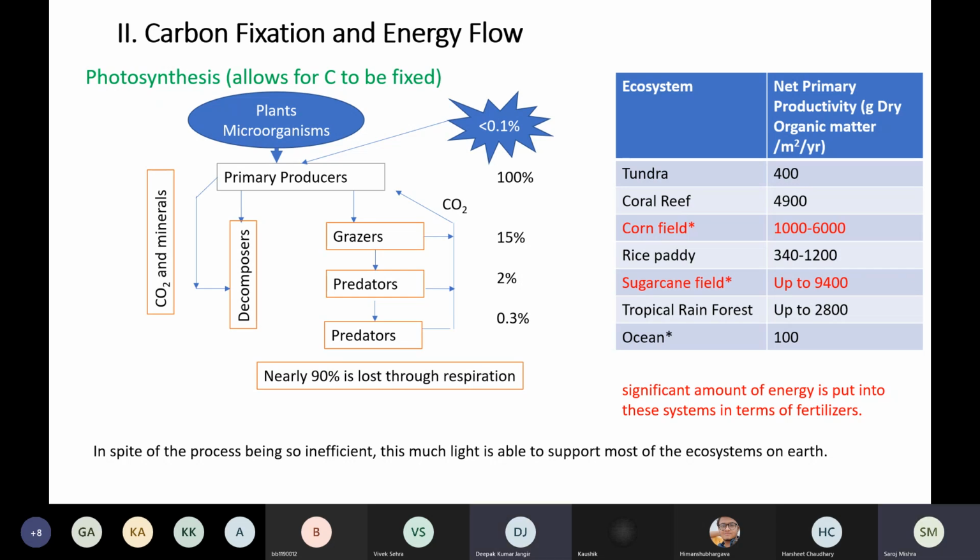So, ma'am, why don't we just increase this process of carbon fixation through plants and microorganisms? Is there any way around it? You see, there is just no way.